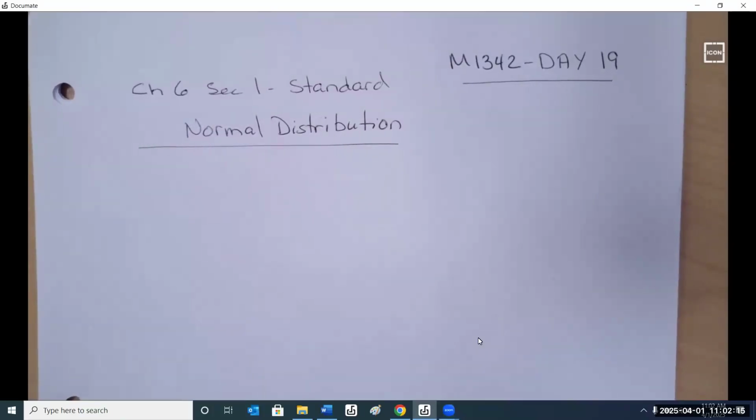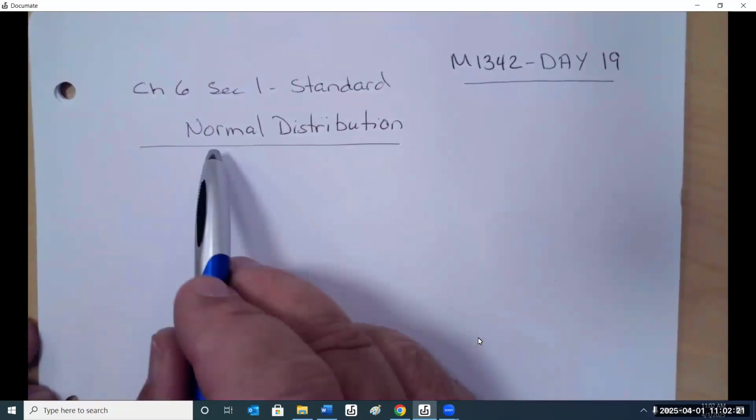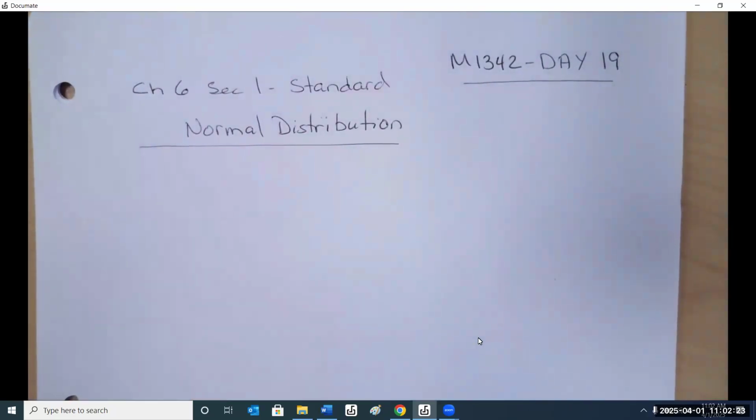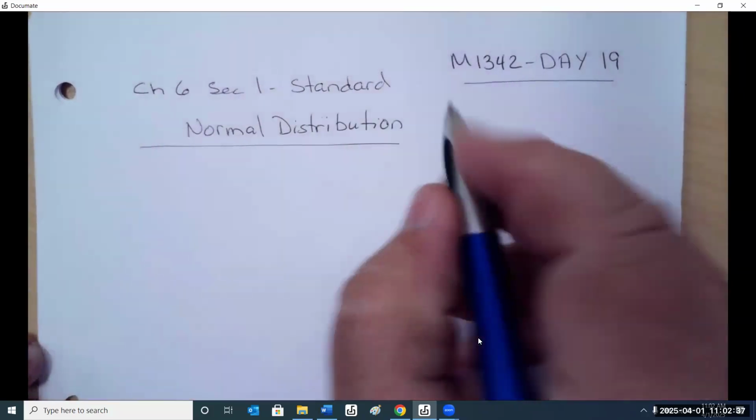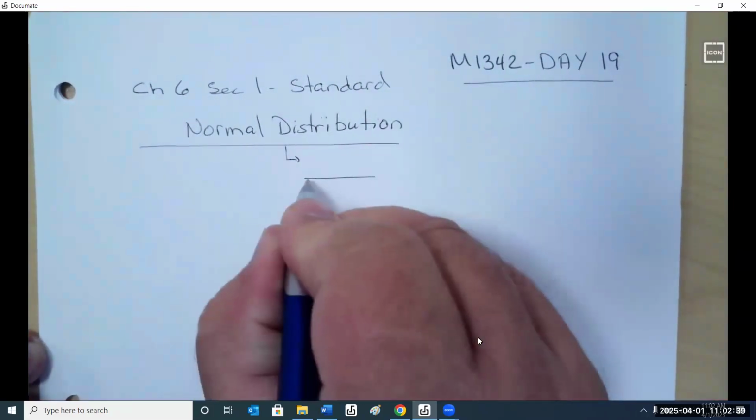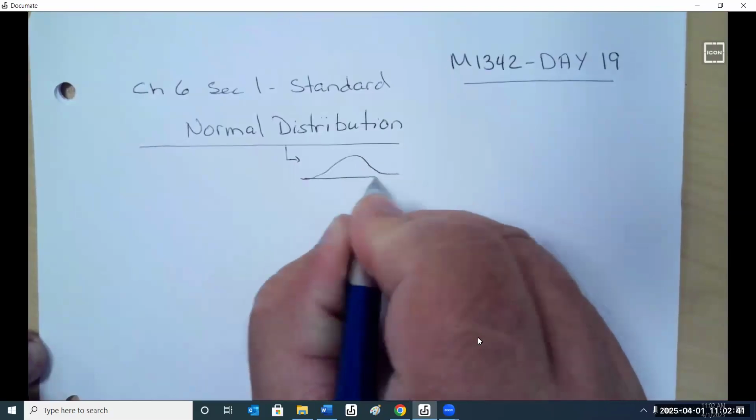All right, now we're going to start something completely different. We're looking at what it says, normal distribution. What does that mean when something is normal distribution? It has a bell curve. If it's normal, it means it could be represented by a bell curve.